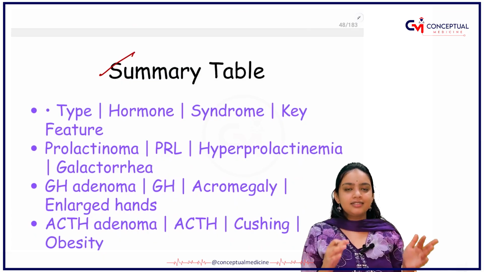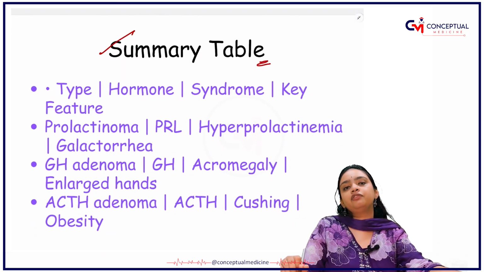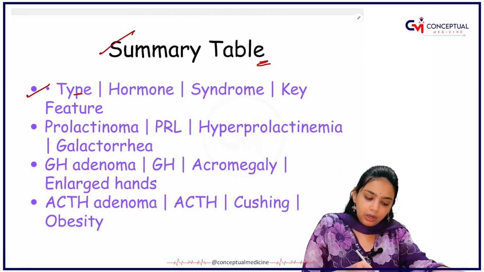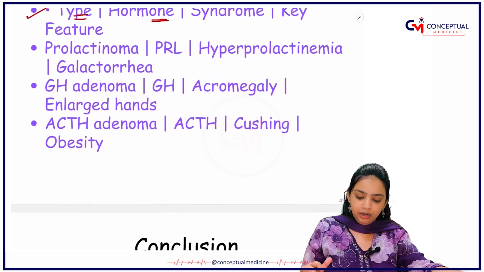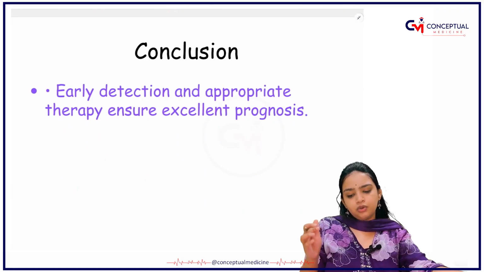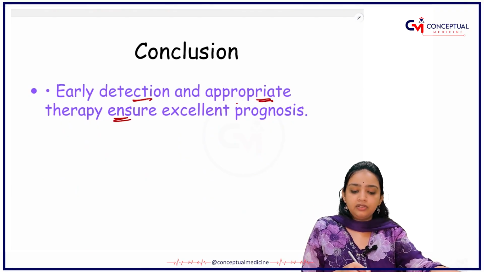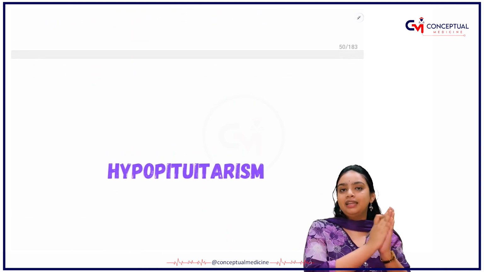Okay. So guys, this is the summary table. This will be very beneficial for you at the end of your exams, right? Just note down the things that you need to keep in mind while writing this answer of anterior pituitary. So the conclusion is that you have to do early detection and appropriate therapy to ensure an excellent prognosis. This was all about the anterior tumors.